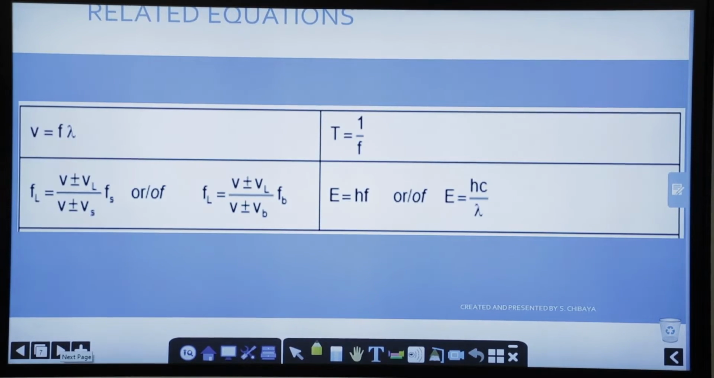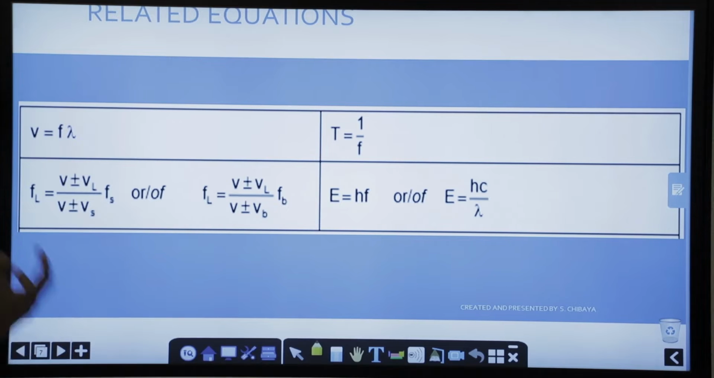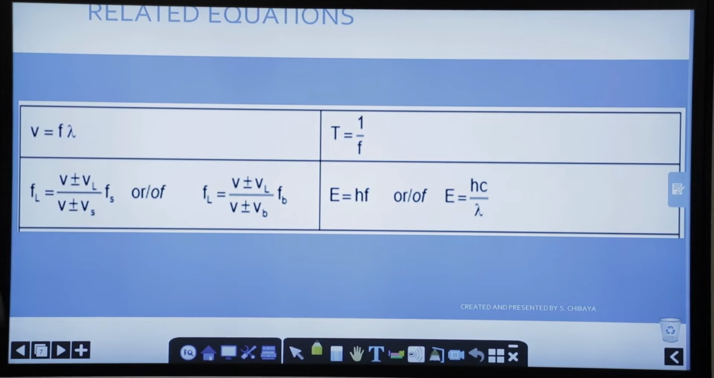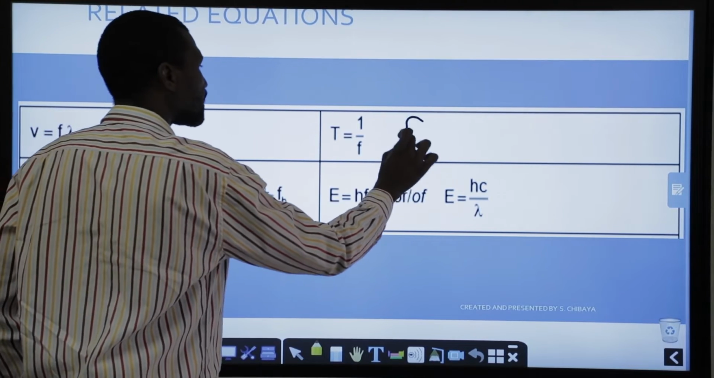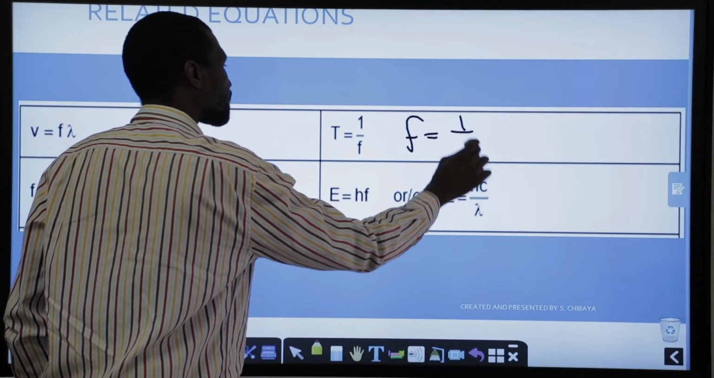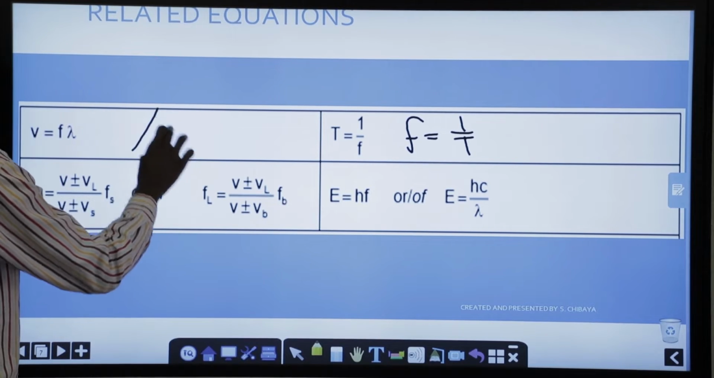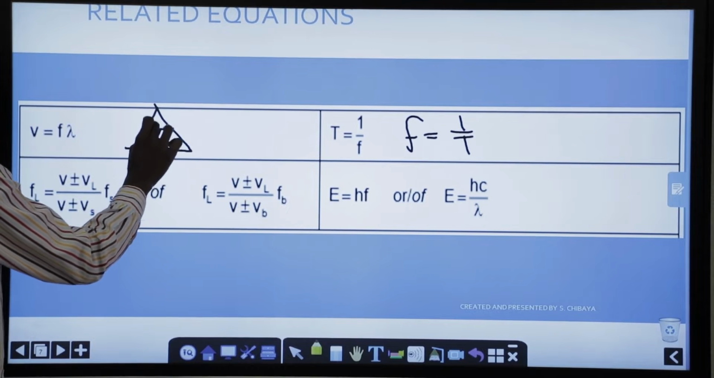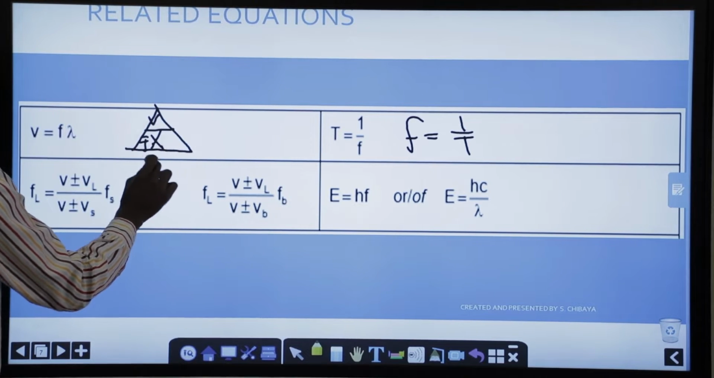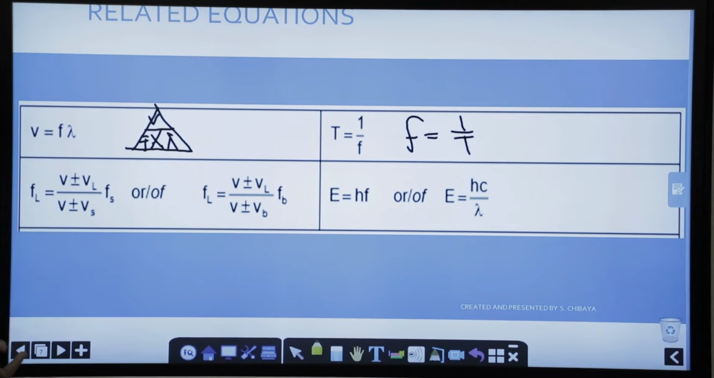From our question papers, we would find equations related to the Doppler effect. The first one, which we spoke about earlier on and know from previous grades, is V equals f lambda, and the second one is T equals 1 over f, which is the same as f equals 1 over T. The permutations of this one we can also find using the triangle method, which I gave you the other time, with v at the top, and f and lambda here. Lambda is the wavelength in meters, v is the velocity in meters per second, and frequency is in hertz, Hz.